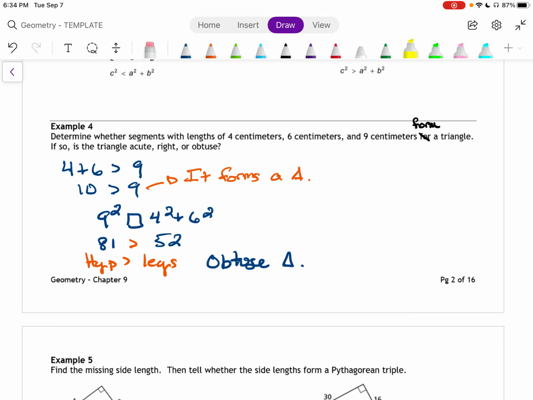On your homework, there are going to be problems like this, where it first asks you, is this a triangle? And then after you answer that, you have to say what kind of triangle it is, acute, right, or obtuse. If after this first question we would have said, well, that's not a triangle, then we would be done. We wouldn't have to do the next piece.